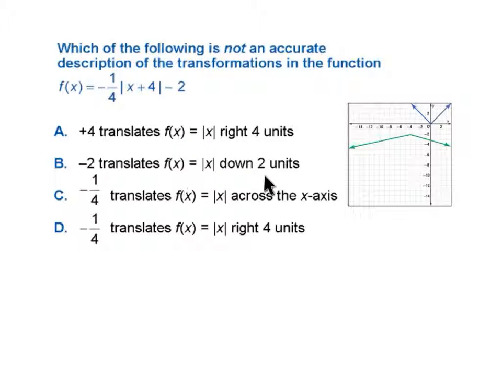Negative 2 translates it down. Yes. Negative 1/4 translates it across the x-axis. No, just the minus does that. And D moves this right. No, this is a shrink. So the correct answer for this is B. But I want you to begin to see how these pieces translate into a graph.